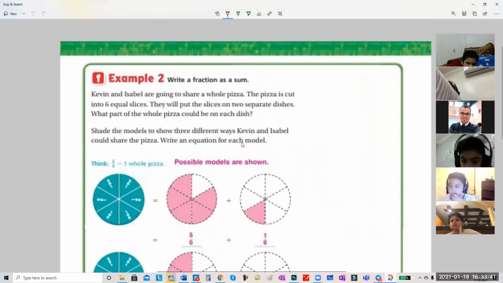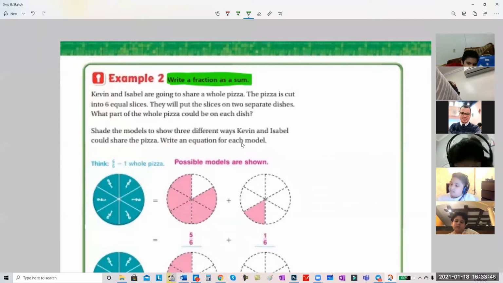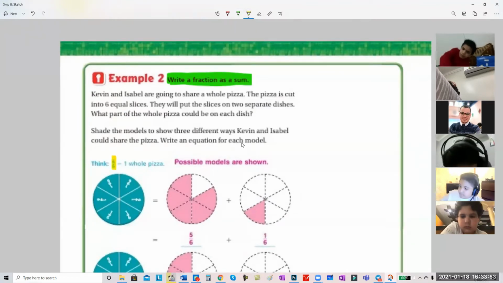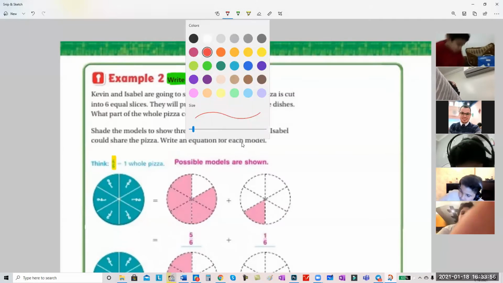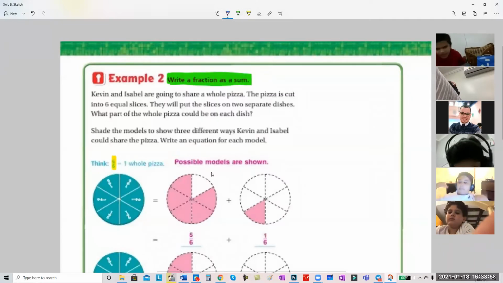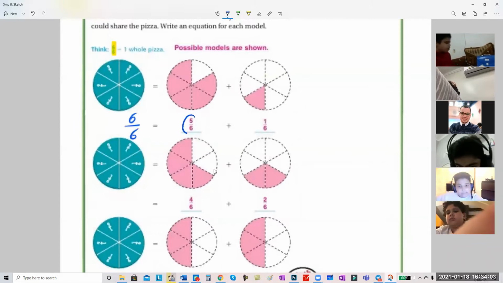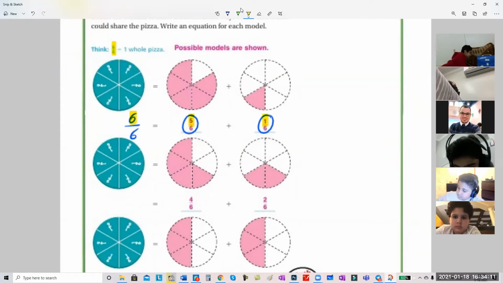Now let's write a fraction as a sum in different ways. If we want to write 6 over 6, how can we write it in different ways? As you see here, we can write it in many ways. The first way: 6 over 6 as 5 over 6 plus 1 over 6, because 5 plus 1 equals 6, and every time we have to use the same denominator, which is 6.